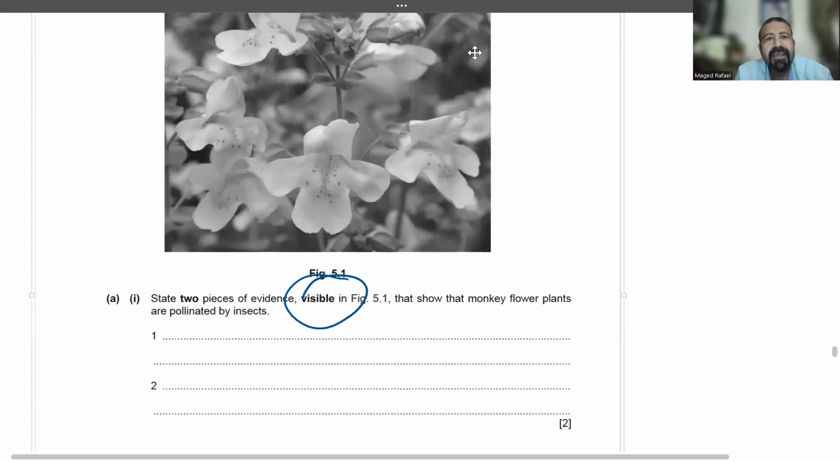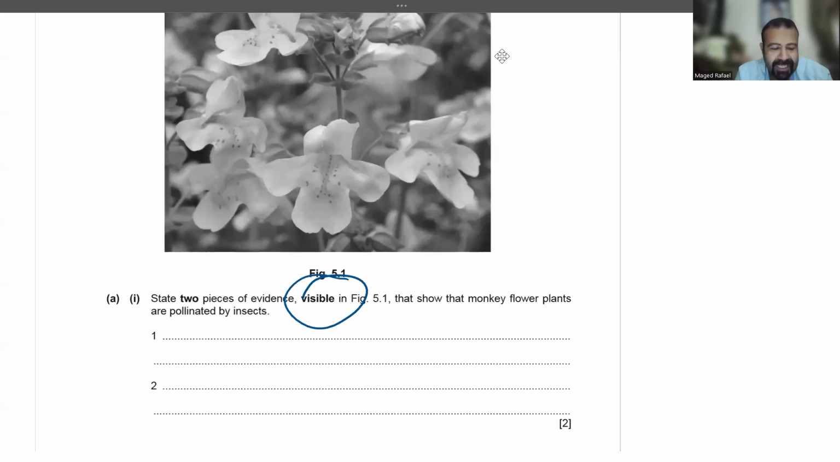Yes, I have large petals. Yes, exactly, large petals. What else? I can't say nectar guide here, but I can say spotted pattern. This spotted pattern also attracts the insects. I can say the spotted patterns attract the insects.